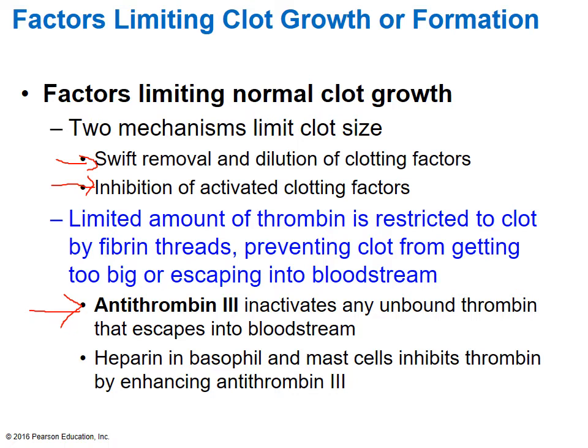produce heparin, which is an anticoagulant. And very similar to its histamine production, the mast cells can also produce heparin. So that's another way that mast cells and basophils have some similarities in their function. And heparin will basically inhibit thrombin by enhancing the effects of the antithrombin mentioned above.